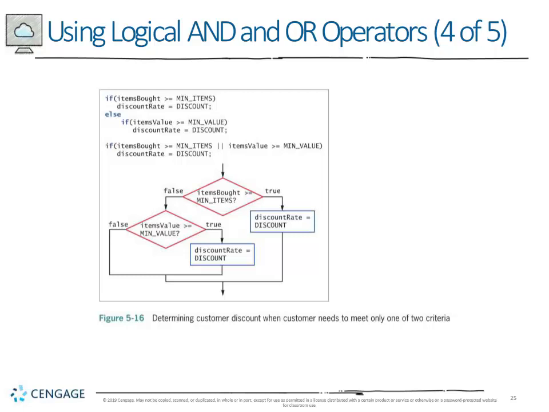If the first condition is false, then the second one will be evaluated. If the second one is also false, the statement will not be executed. If the second one is true, the statement will be executed. In this example, we have an if items bought greater than or equal to minimum items or items value greater than or equal to minimum value. So if either one is true, we will assign the discount to the discount rate.